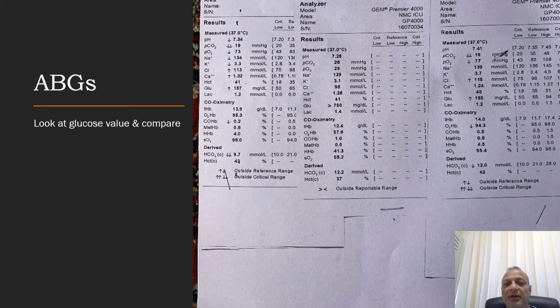Here you can see 3 different blood gases taken at different times. This blood gas was taken at 9 in the morning, this blood gas was taken at 1 in the afternoon, and this is subsequent to this blood gas. Here you can see the blood glucose value in this blood gas is 157 milligrams per deciliter, while in the blood gas which was taken at 1 in the afternoon, the blood glucose value is more than 750 milligrams per deciliter. How did it happen? What does it mean? And what action are you going to take next?